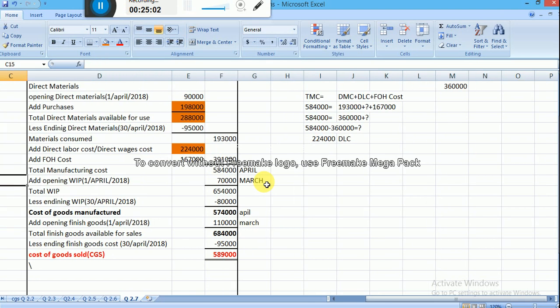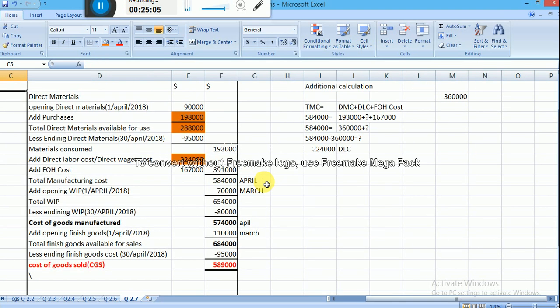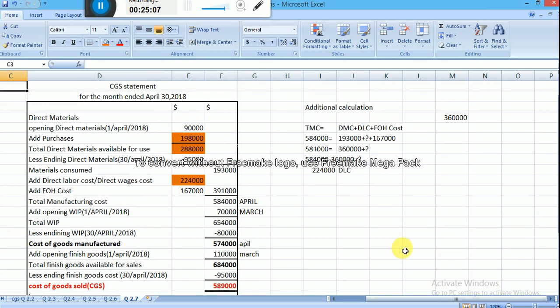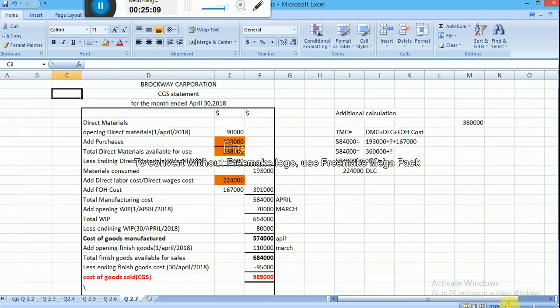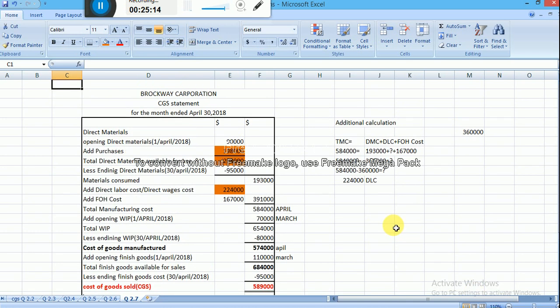So, dear students, I hope you understand how we can calculate the cost of goods sold statement, and if some items are missing in the cost of goods sold statement, how we can calculate the missing item. Through the reverse method we can calculate the missing items.